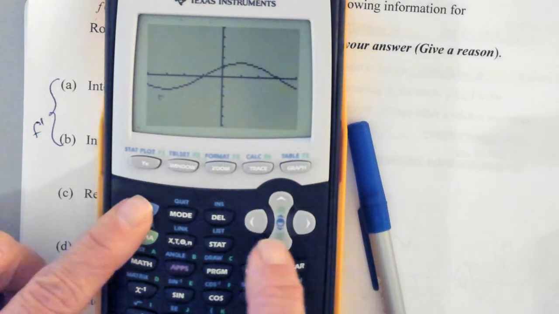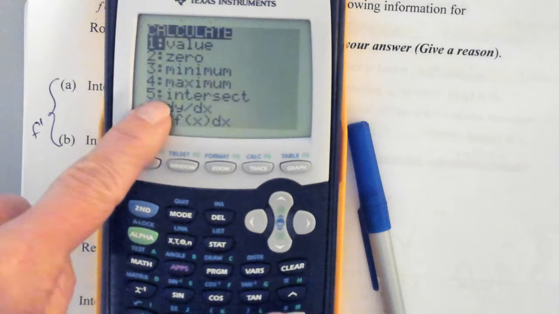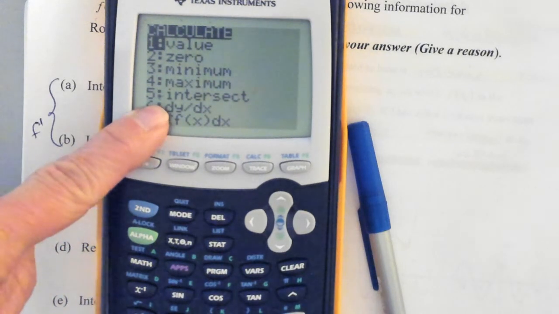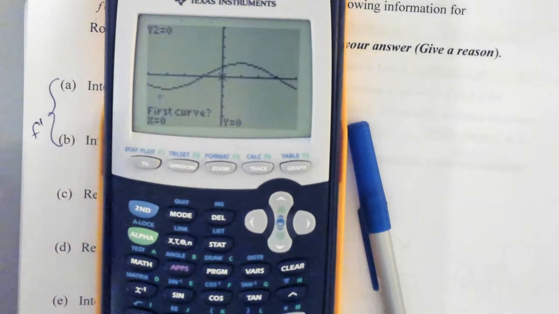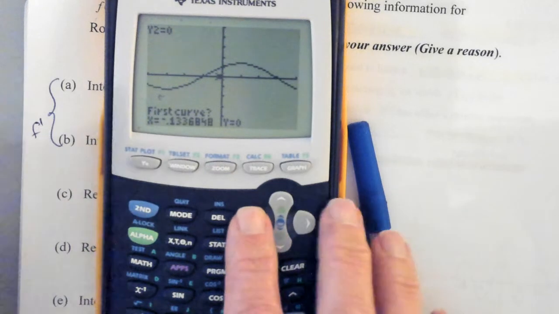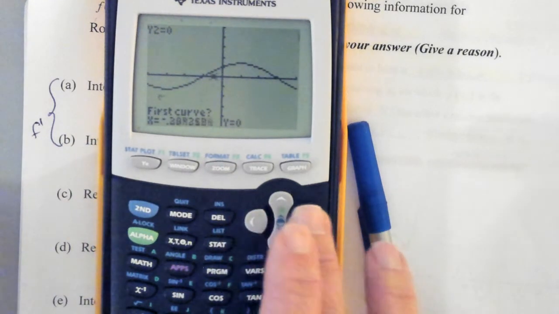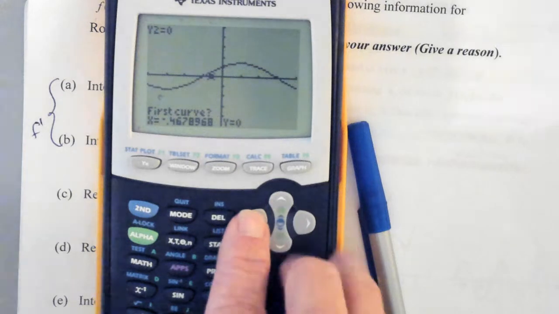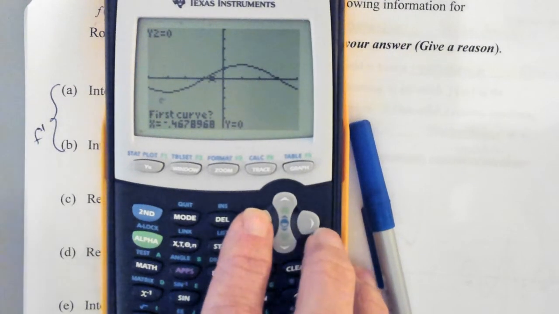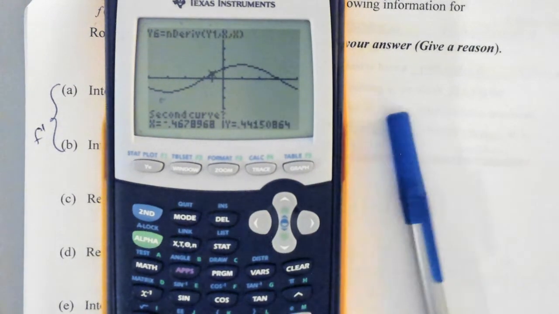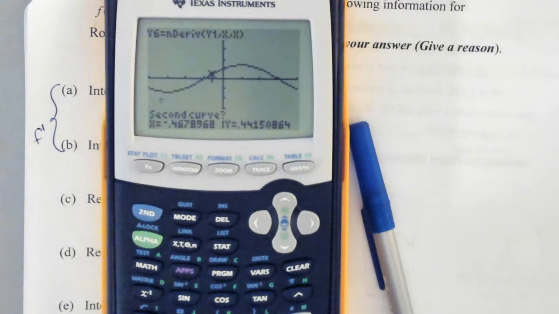So we're gonna go into second trace, and we want to intersect. Find the point of intersection. So we want option 5. It says, is this the first curve? I'm actually on the x-axis, where y equals 0, so I'm just going to press enter. Then it says, is this the second curve? It jumped to my curve. Is that the second curve?